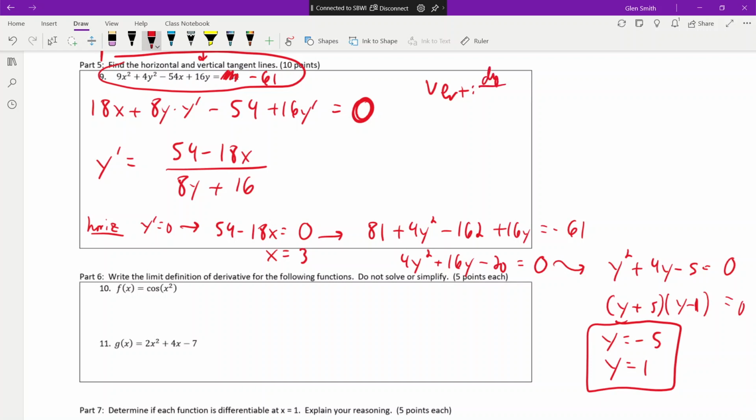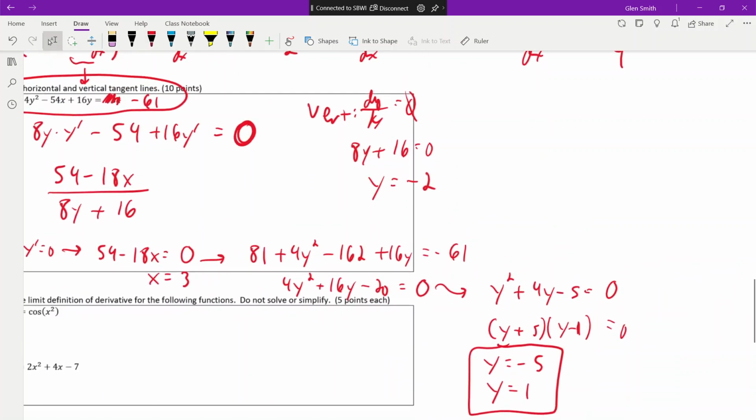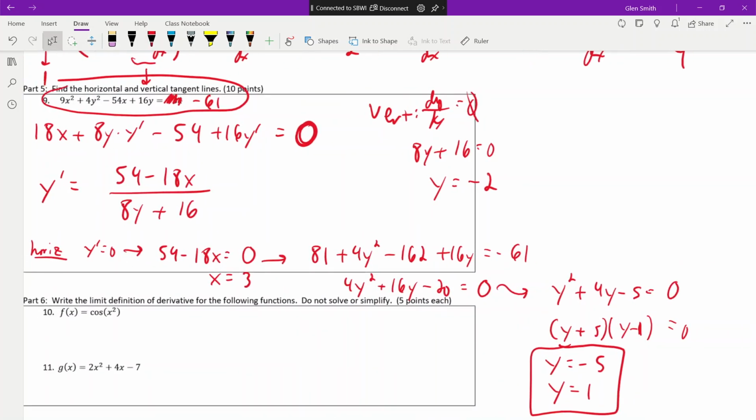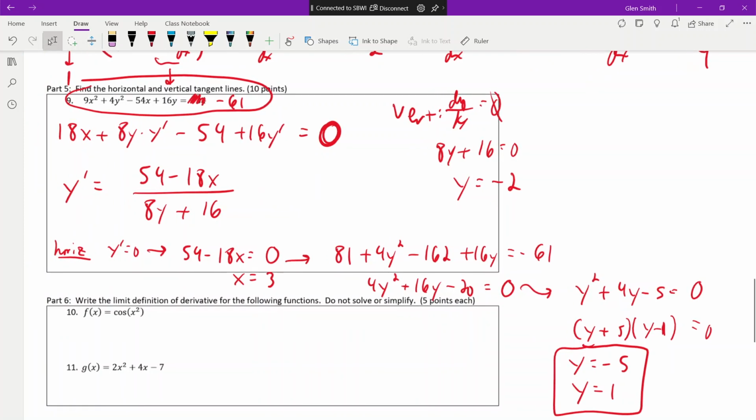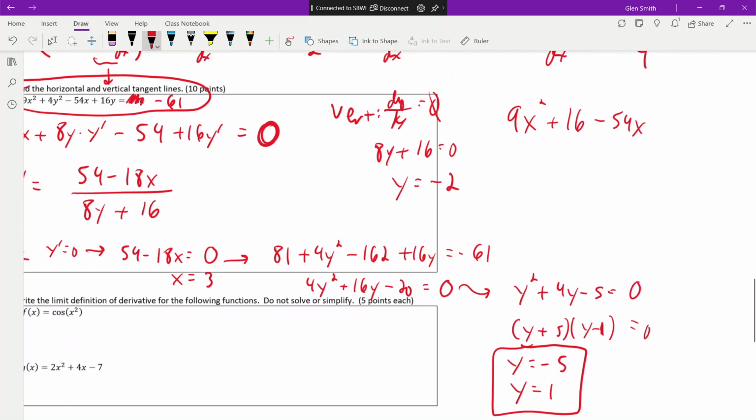To find the vertical, it's very similar. But for vertical, I'll do that up here. I need dy/dx to be undefined. That's going to happen when 8y + 16 is 0, which is when y is negative 2. And if y is negative 2, we've got to find x because we want the vertical lines. That's x equals. So we're going to plug in negative 2 for y.